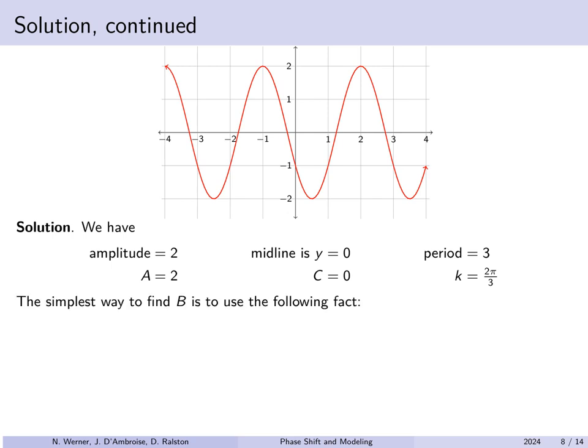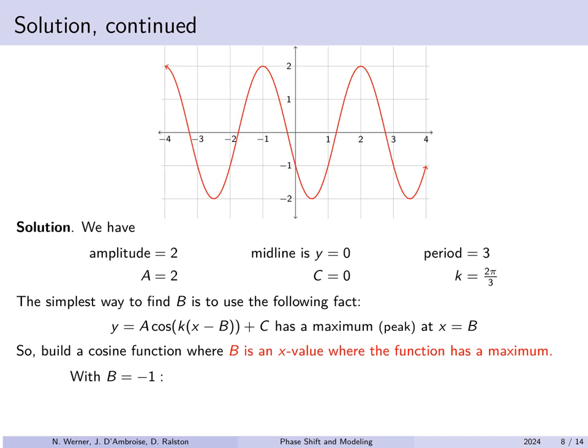Now to find the phase shift, there's one way that's a bit easier than the others. A cosine curve will have its maximum at x equals b. Now the generic cosine curve has its maximum when you input 0 into the cosine. The cosine of 0 is 1, that's its maximum. So in general, a cosine curve achieves its maximum when you input 0, which corresponds to x equals b. So all we have to do is identify a value that is at a maximum, and that can help us determine b.